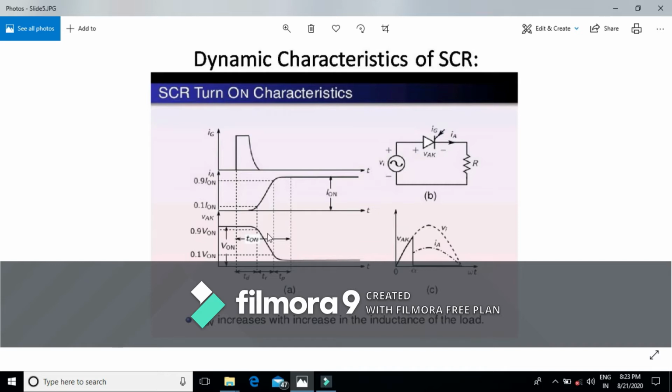Now, the spread time. It is the interval during which the anode to cathode voltage falls from 10% of its V on to its small on-state voltage drop, and the anode current rises from 0.9 I on to the full steady state value of the forward current. This is the steady state value. That means during this interval, the thyristor will be in the on state, at the steady state value. The thyristor will be in the on state.